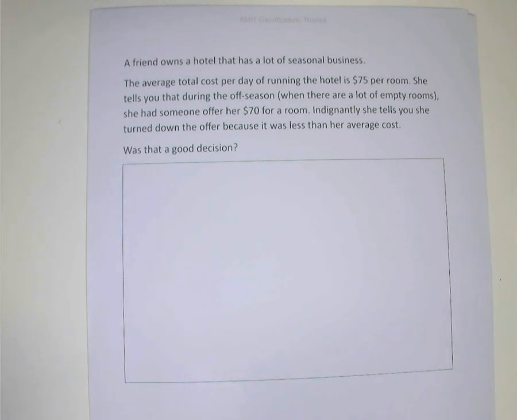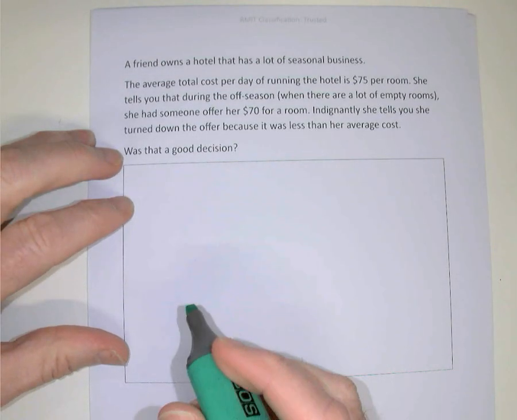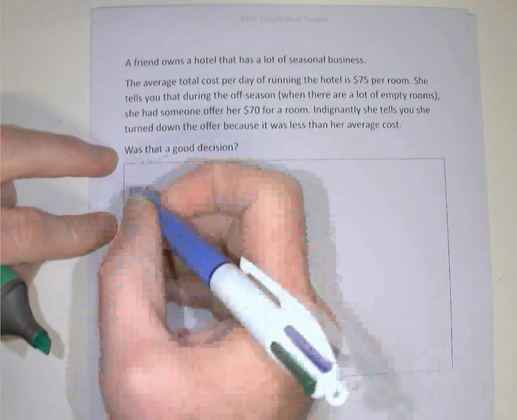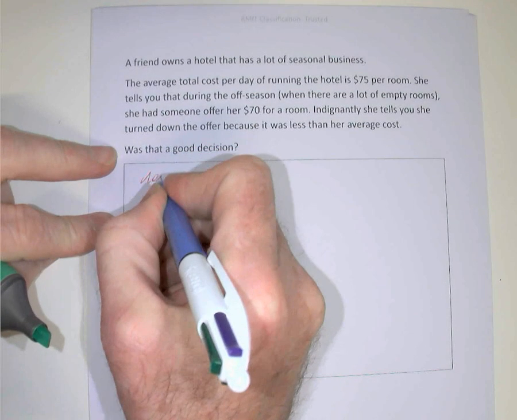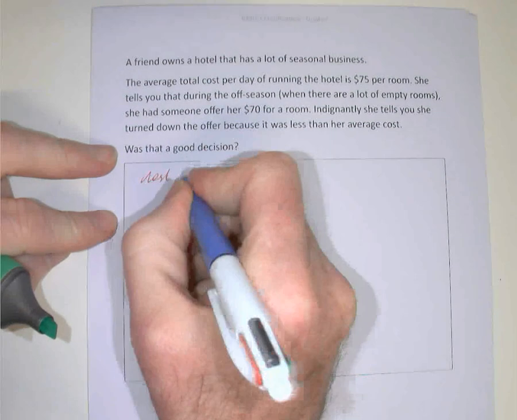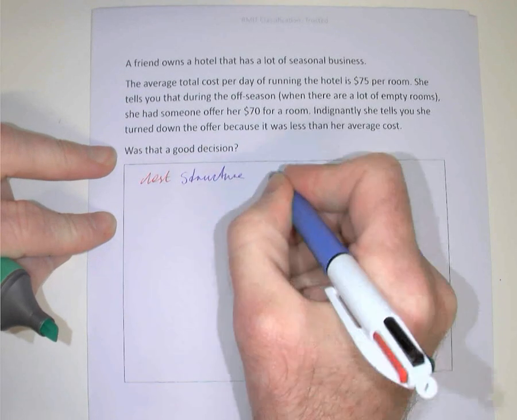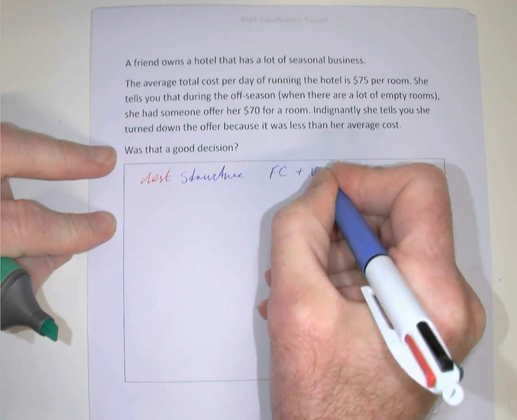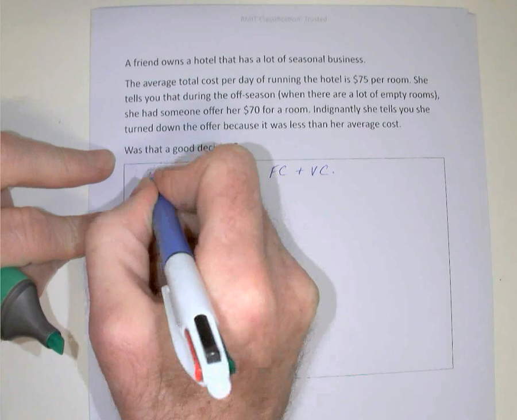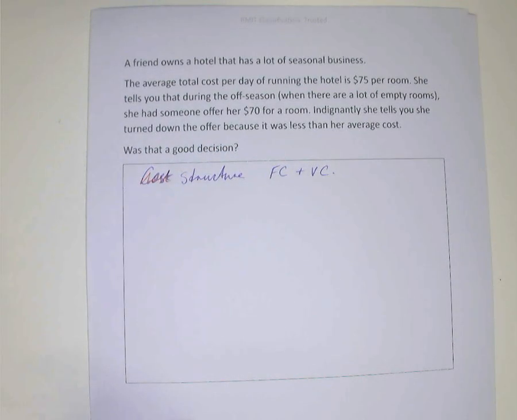Hello. We've got a question here, and we're going to focus on cost structure. My cost structure is fixed costs plus variable costs. So that's my cost structure. And this is around cost structure and marginal cost.